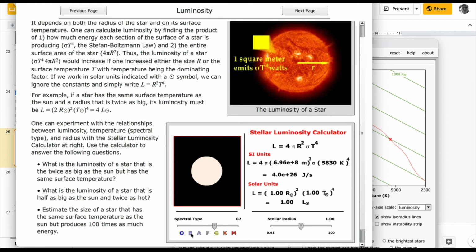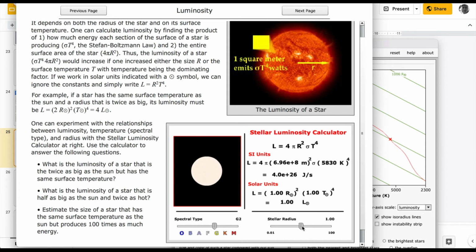So here's the O, B, A, F, G, K, M. O stars and B stars are blue. So some of the A stars are also blue, but F and G, and you can say F kind of falls into the almost getting to be yellow. Then there's F and G, which are the yellow ones. And then there's K's and M's, which are orange and red. So this little slider lets me change the temperature, which is also the color because of Wien's law. And notice if I get a G2, that's the same as the sun.